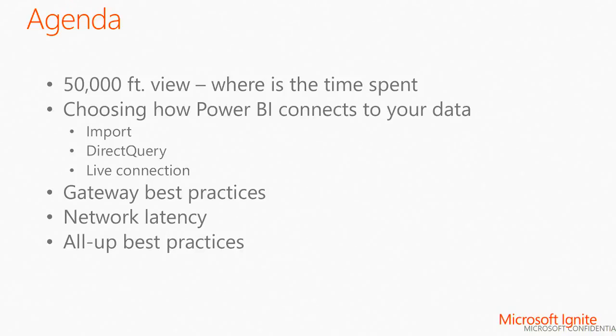So kind of zooming into where the time could be spent, we're going to talk about the data source, right? How you connect to data is going to be very impactful on the performance. We're going to talk about the gateway, right? This is the bridge between the data source and the cloud if it happens to live on premises. We're going to talk about network latency, right? The time could be spent in the network itself as part of the HTTPS traffic. We'll talk about that. And then finally, we're just going to wrap this up with some all-up best practices.